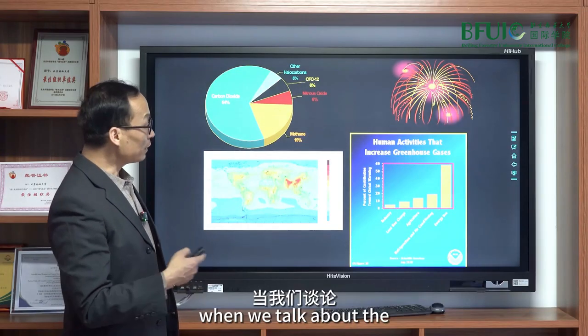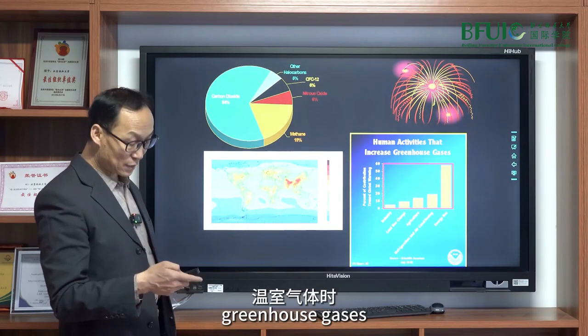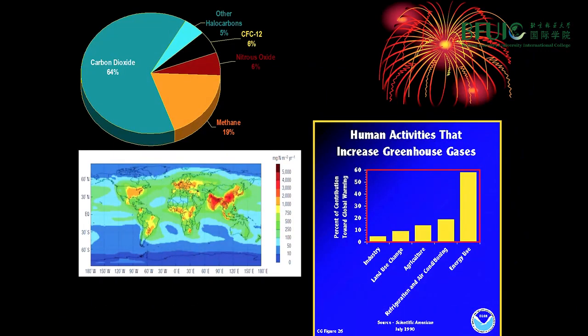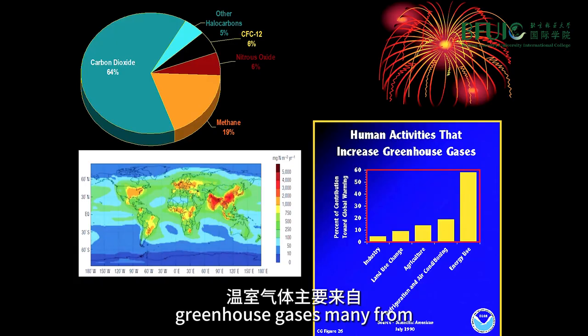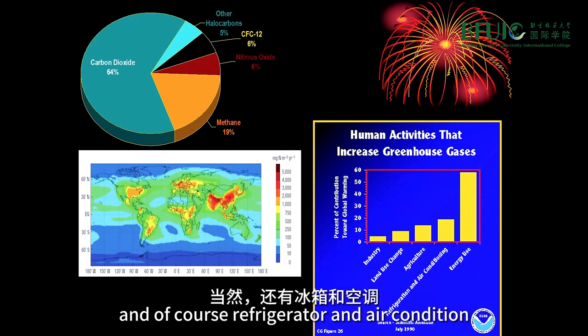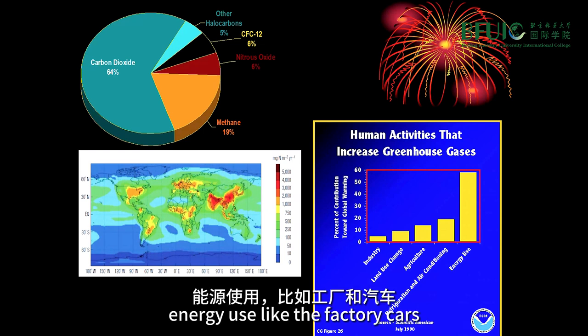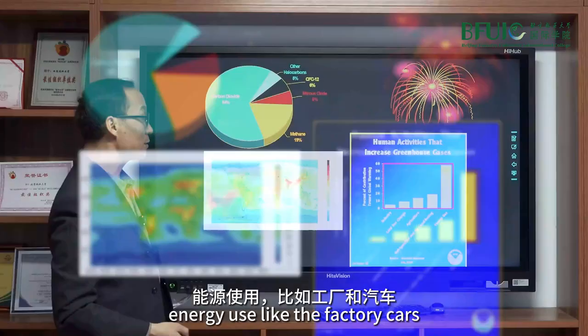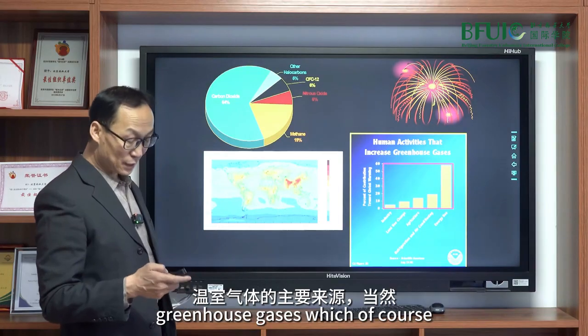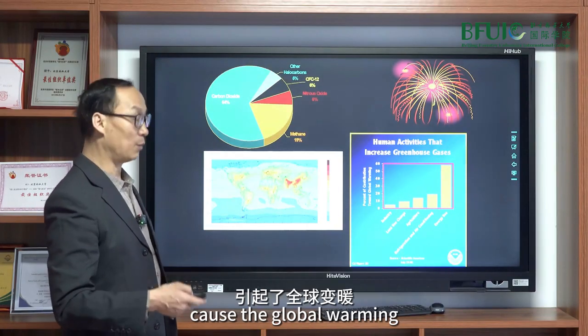When we talk about greenhouse gases, we are mainly talking about human-induced greenhouse gases, mainly from industry, land use change, agriculture, and of course, refrigerators and air conditioning, and energy use like factories and cars. These are major sources of the greenhouse gases, which of course cause global warming.